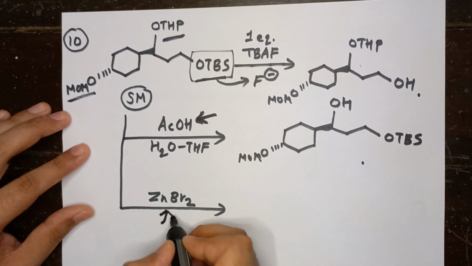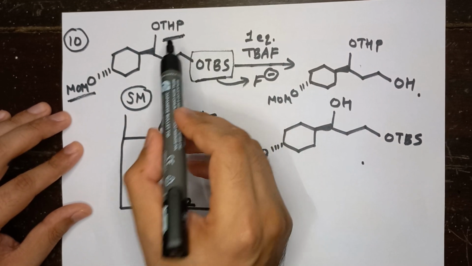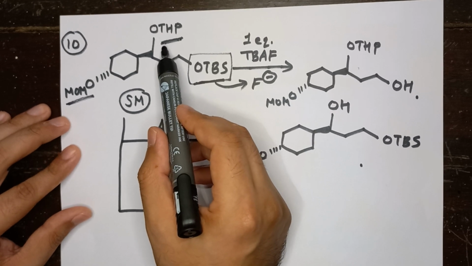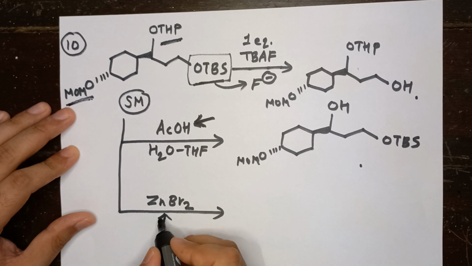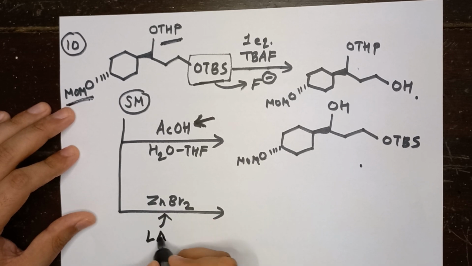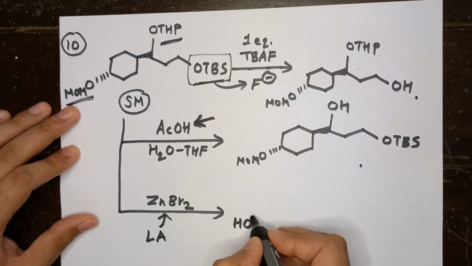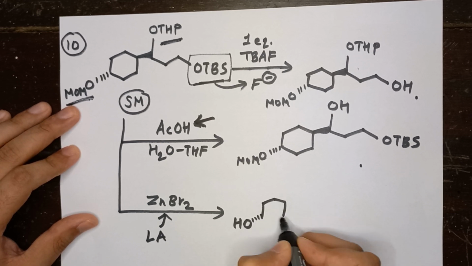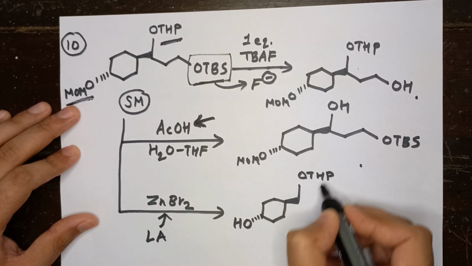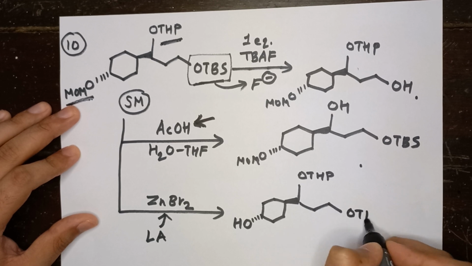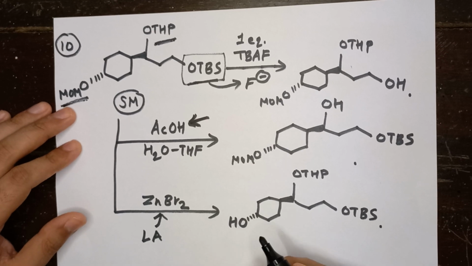And for the third condition, we have zinc bromide. TBS deprotects under an F minus source, THP deprotects under acidic media, and we know that MOM deprotects under Lewis acid condition, and this zinc bromide is a Lewis acid. So this time we'll deprotect the MOM group and convert it into OH. So this is the product for the third reaction.